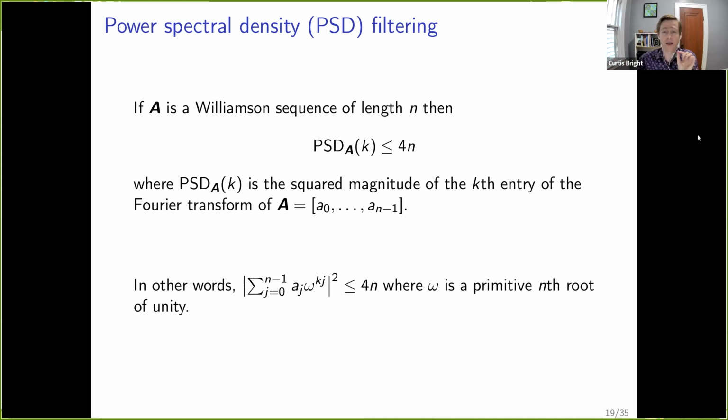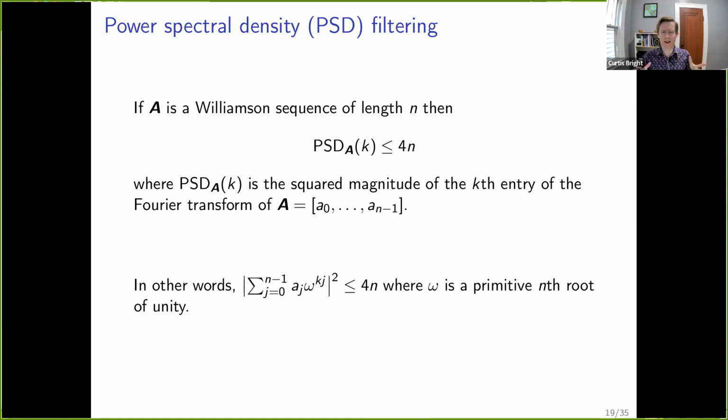This is actually a very restrictive condition. If you just took a random +1 -1 vector, you're more than likely going to get a PSD value over 4n. And you can formalize this and prove that in almost all cases you're getting something larger than 4n. So this is a very powerful restrictive condition that Williamson matrices happen to satisfy.